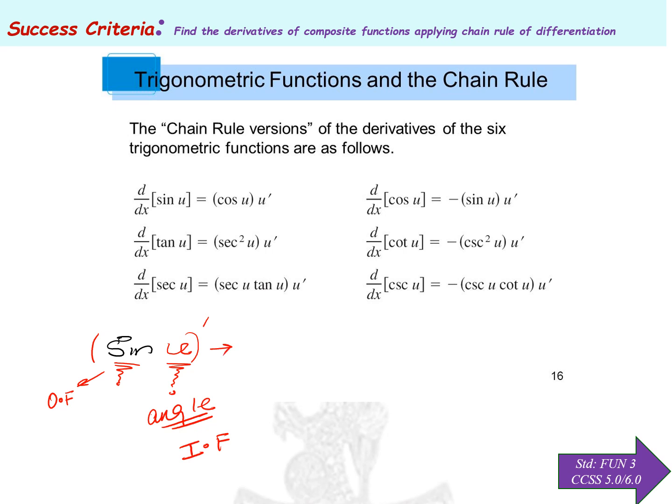Now, how do we apply it? First, take the derivative of the outer function. So we know that sine changes into cosine, right? And then we write the inner function, meaning the angle, as it is, because sine, cosine, tangent cannot be written alone without the angle. After that, you have to take the derivative of the inner function. And what is our inner function? It is the angle. So this is how you have to use these formulas. Try to understand these concepts with the help of some examples.